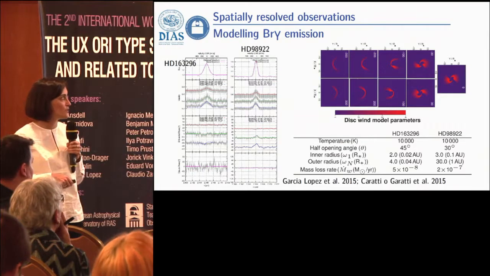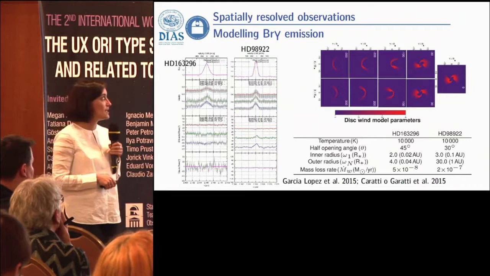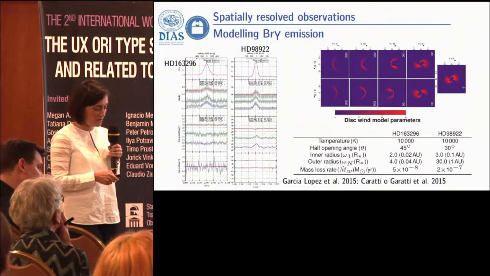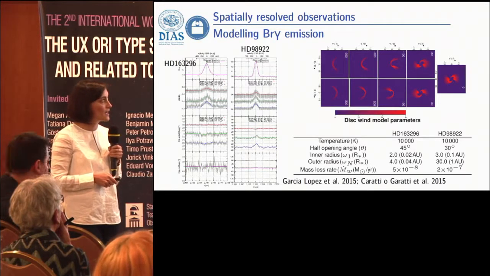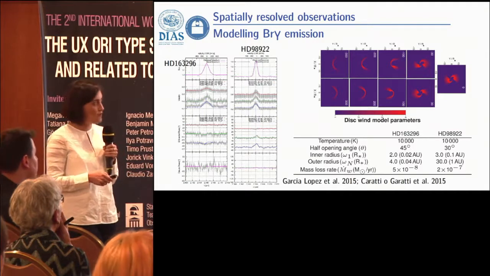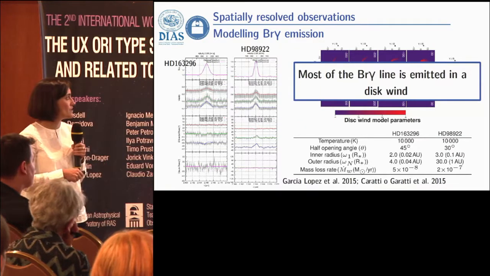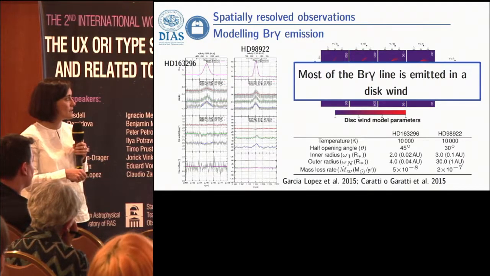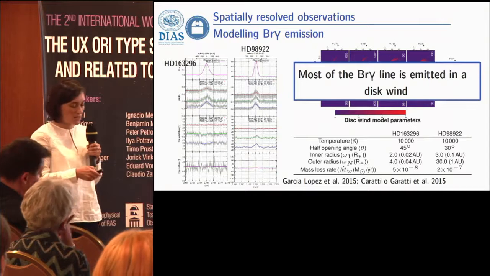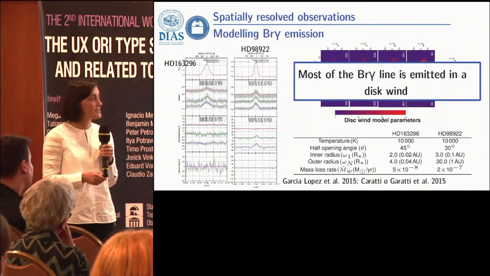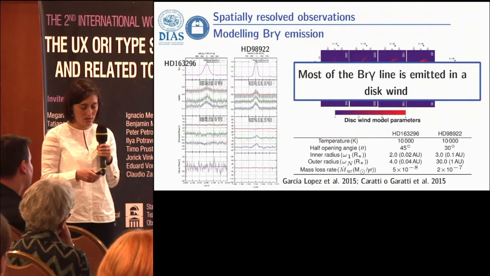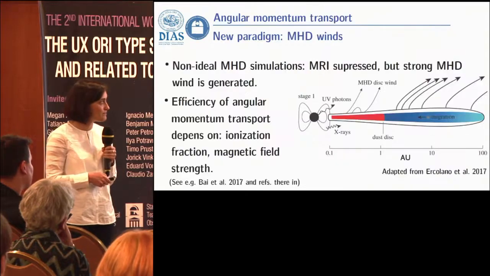And what we found is that most of the Brackett gamma line comes from a wind, located pretty close, within the dust sublimation radius, because as you can see here, the visibilities across the line increase, and that means that the line is emitted in a region that is more compact than the continuum. So it's compact, but it's extended, so we can resolve it. So we thought that these are winds.